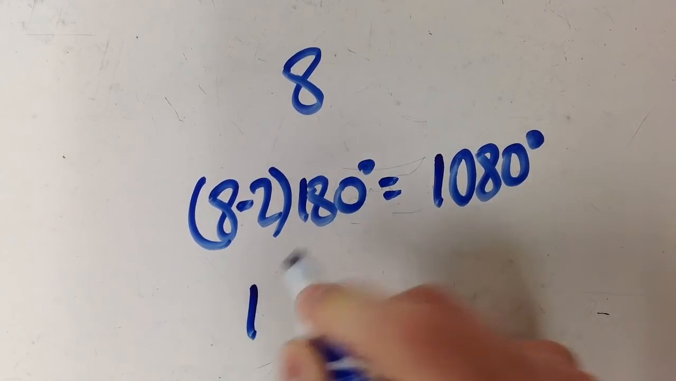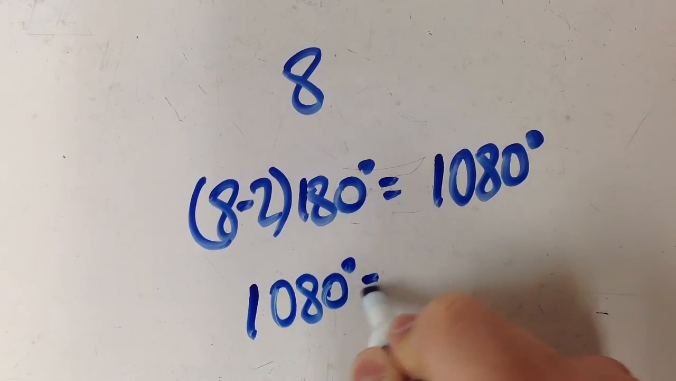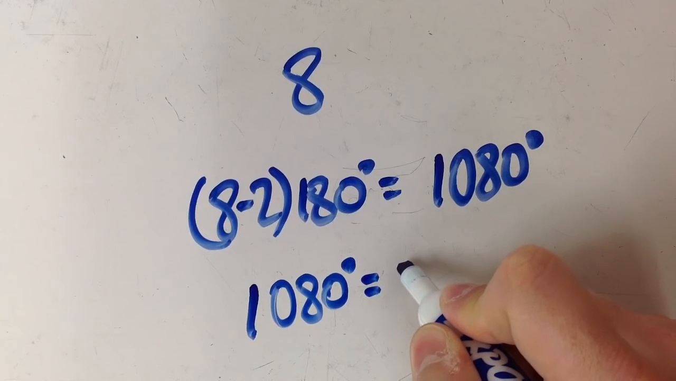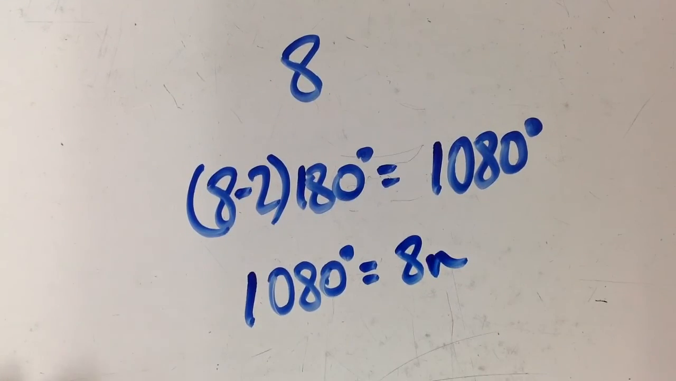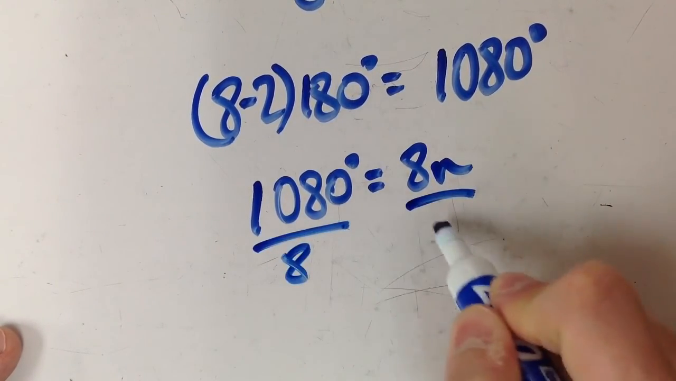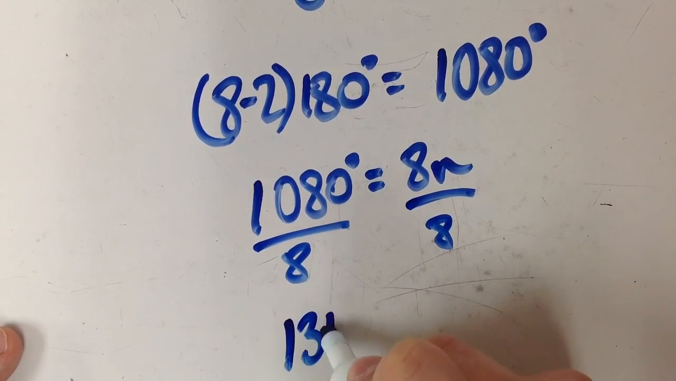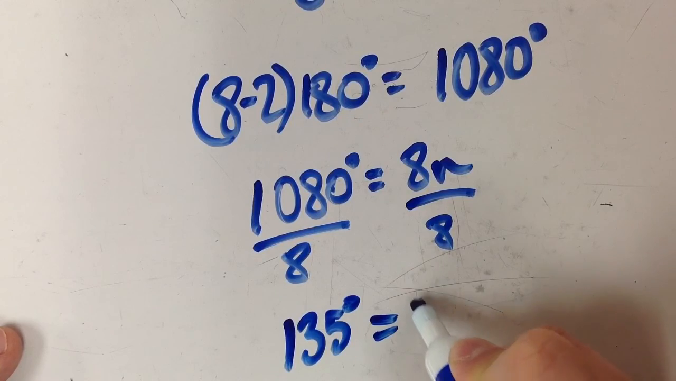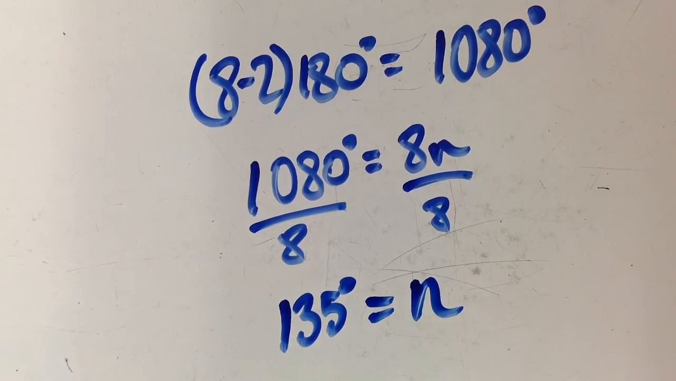Now what I can do with this information is I know that octagons have 8 sides. So that means each of the 8 angles is equal to the same measurement. So that's kind of like saying 8n. So again, solving my equation here, divide each side by 8 for the number of sides, and that leaves me with 135 for n. So I know that in a regular octagon, each of the interior angles has a measure of 135 degrees.